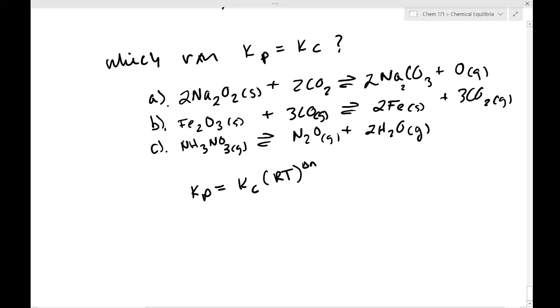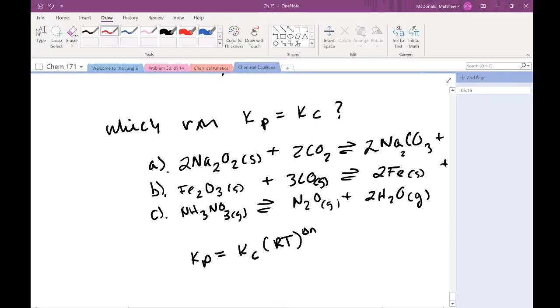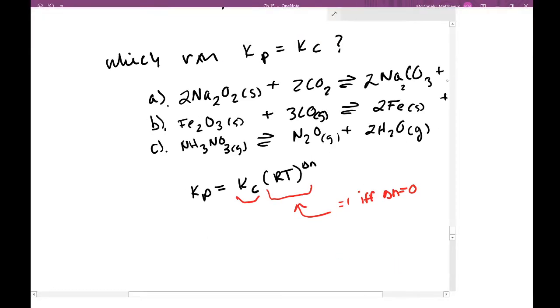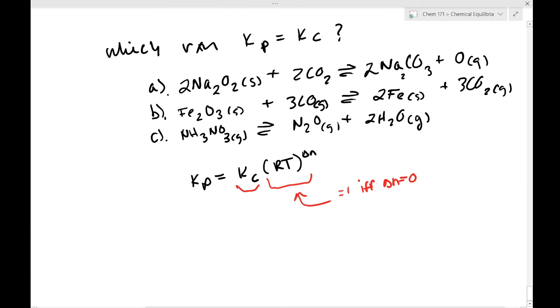Well, we have two parts of this. We have this Kc here, and we have this term RT raised to the delta N. Now we can get this whole term to equal 1, and therefore Kp would equal Kc. We can get this whole thing to equal 1 if and only if delta N is equal to 0. That's how we can get Kp equal to Kc. If the change in the number of moles is 0, then Kp is equal to Kc.